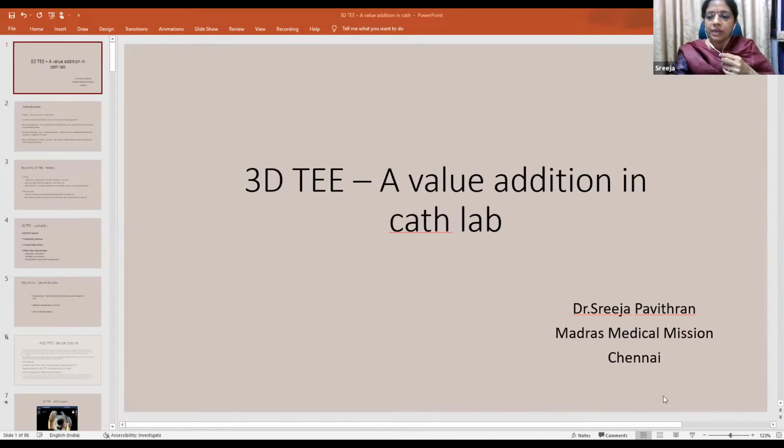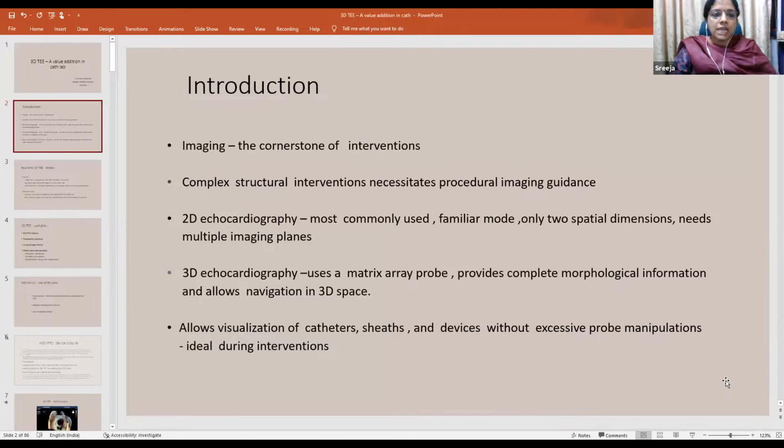So my topic for today is 3D TE, a value addition in the cath lab. As we all know, imaging is the cornerstone of all interventions, and more complex structural interventions are being done, so it necessitates good procedural imaging guidance. 2D echocardiography, both transthoracic and TE, is most commonly used. It's a familiar mode. However, it has only 2 spatial dimensions and hence needs multiple imaging planes.